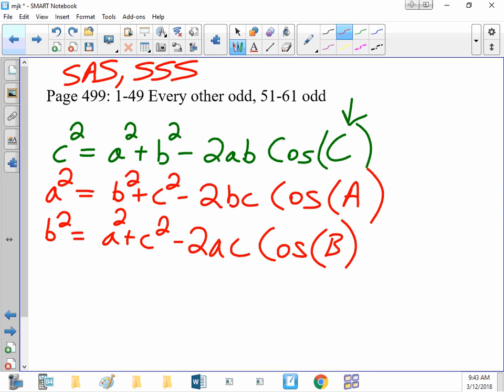It does work when you have angle side side, but it's so complicated that I recommend not using it unless, and who knows what Cynthia's going to do. She might throw one of those at us and we'll have to figure it out. Okay.